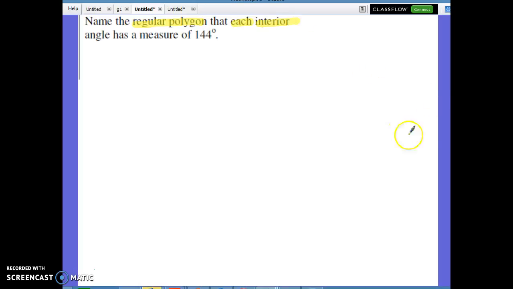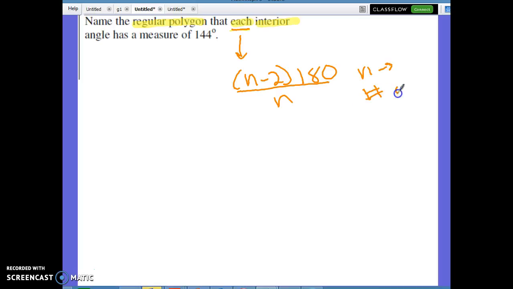A big one here to focus on is that word each, because we have formulas for both sum and for each. So keep that in mind as we figure out which equation we're going to be using. Now, because it uses that word each, we know that the formula we're going to be using is n minus 2 times 180 divided by n, where n is the number of sides. Now, this is the measure of each.